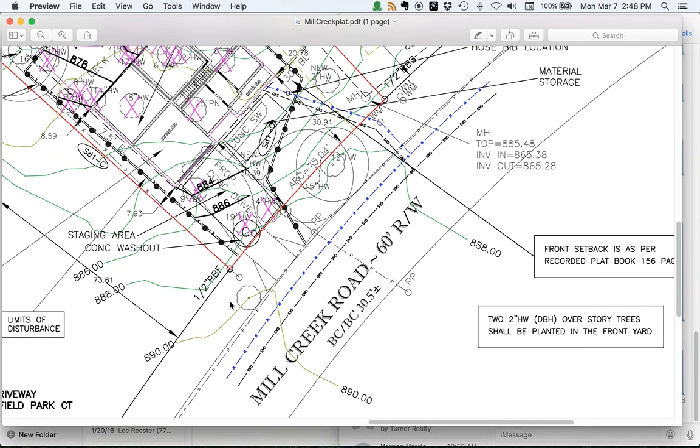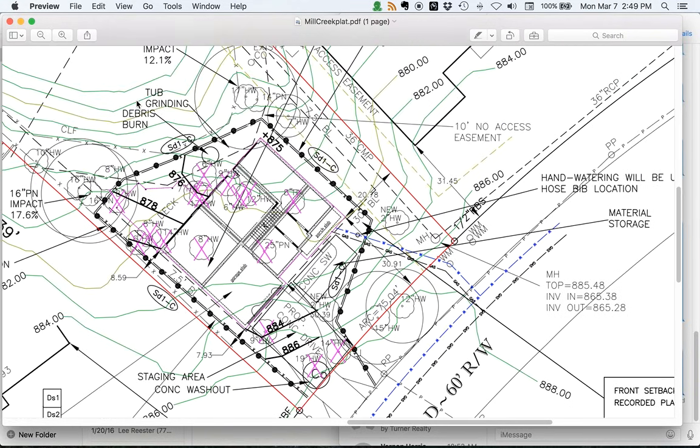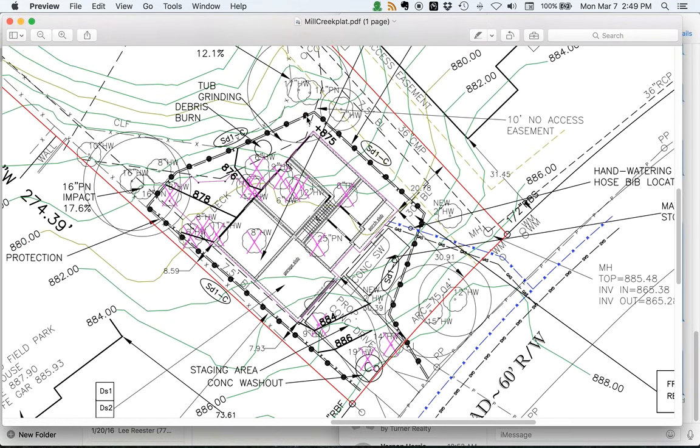And then these little symbols here are trees. Then you've got symbols like this. These are trees that were removed as part of the grading plan for this property, okay? And you'll see this line here with little dots every so often. That's a tree save barrier area. So if you notice, the only trees that were taken were inside that area. And that way when the grader comes in here, he's not taking out any trees that are existing and are not supposed to be removed as part of the plan.